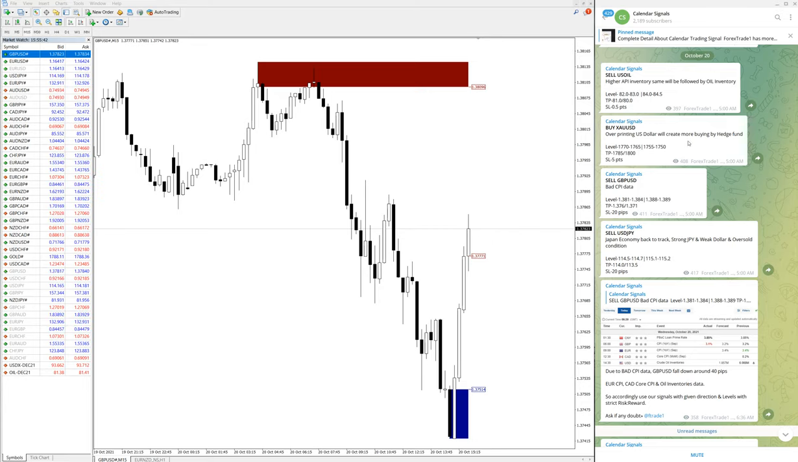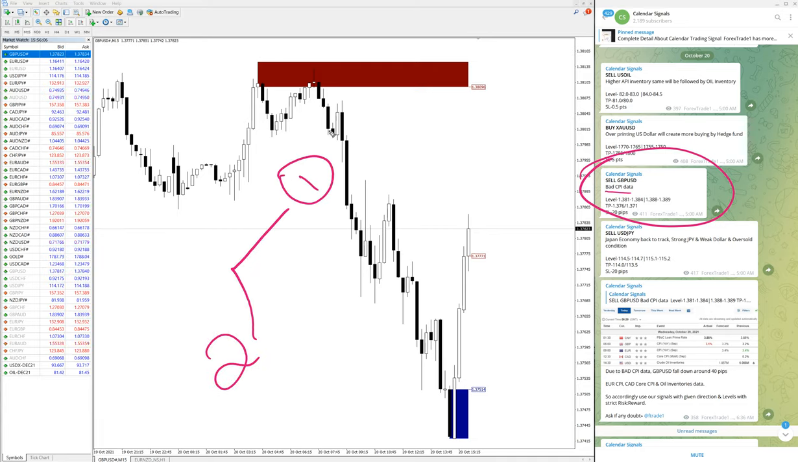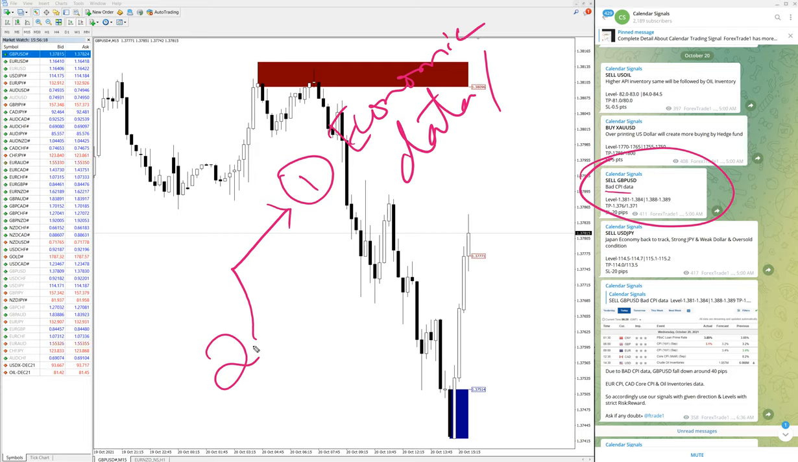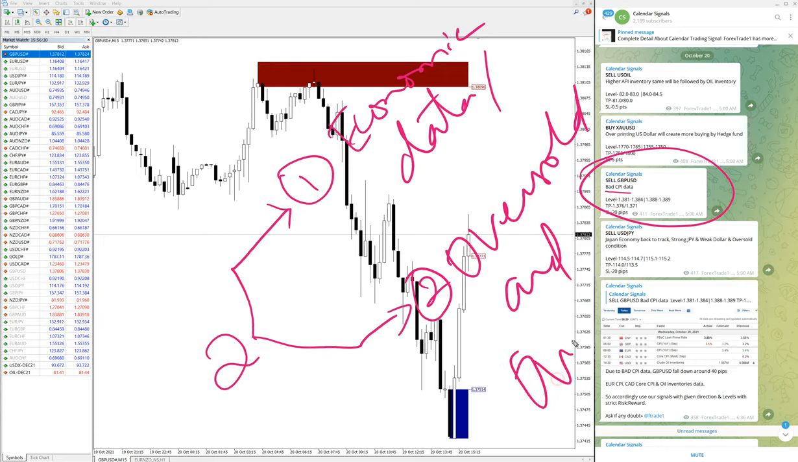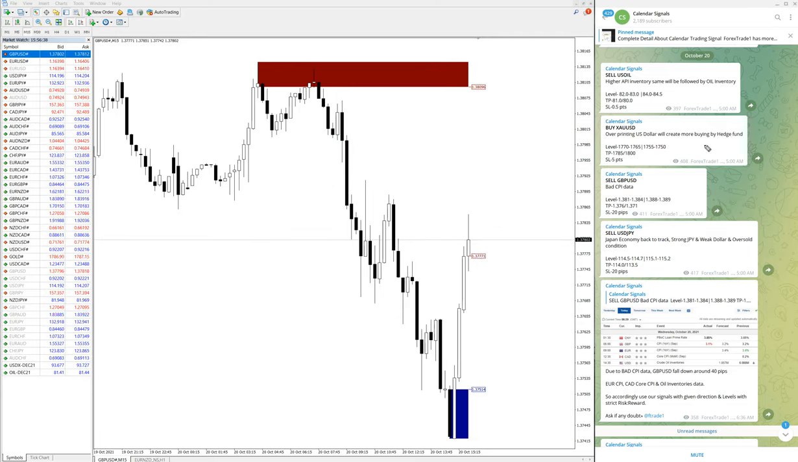Now we will move on to the signal performance today. First we will see the performance of sell GBPUSD. The reason why we have given sell GBPUSD is bad CPI data. Usually in calendar signal we are considering only these two aspects. One is economic data or news, whatever we predict will affect the movement of the given script. The second thing we are considering on calendar signal is oversold and overbought condition. So based on these two aspects we are giving this signal. It is really easy and simple to follow.